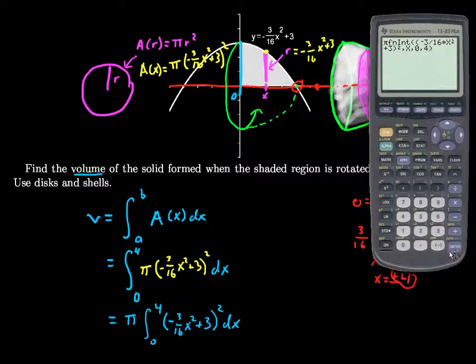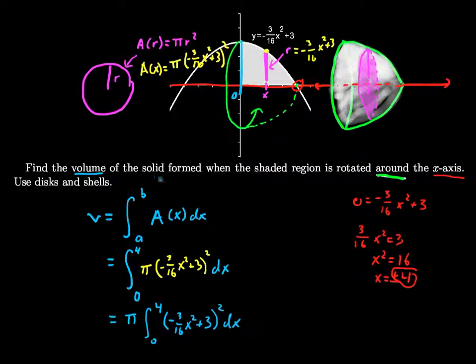And so long as I didn't make any mistakes, let me see, so I have negative 3/16 x squared plus 3. I'm going from 0 to 4. I have this squared. I have a pi. So I should get approximately 60.319. So approximately 60.319. Final answer.